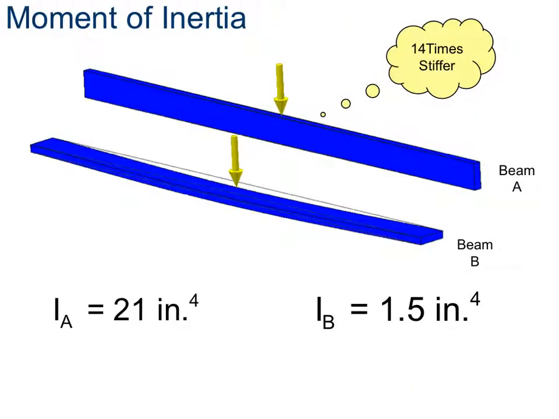All right, so basically what it's saying is that if beam B is 1.5 and beam A is 21, that means that beam A is 14 times stiffer than beam B. Okay, so if you wanted something to not deform, you would want to position it in this fashion.